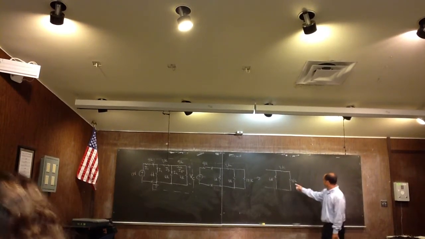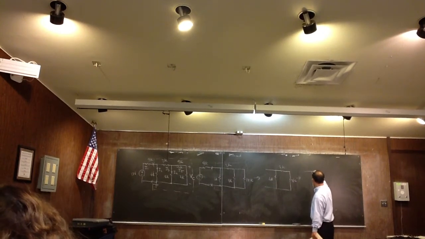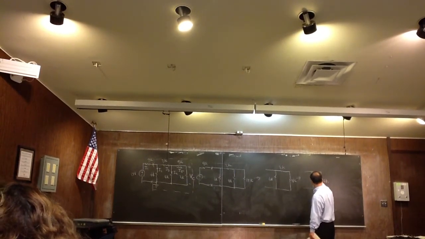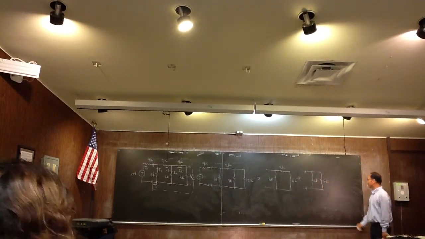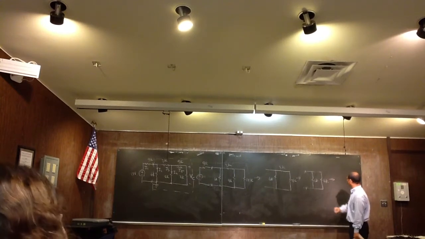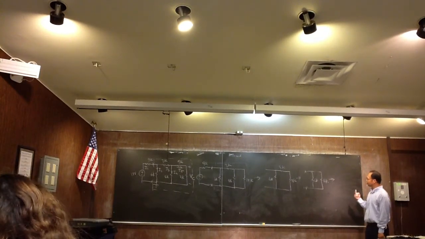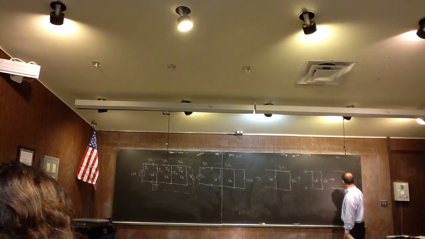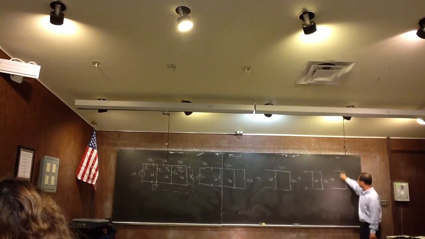Then 3 and 3 in series become 6K, 6K, right? Finally we have arrived at a single equivalent resistor that has a value of 3K, yes? 6 and 6 in parallel gives 3. So that's the box.